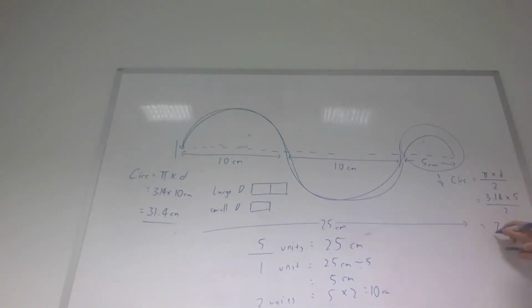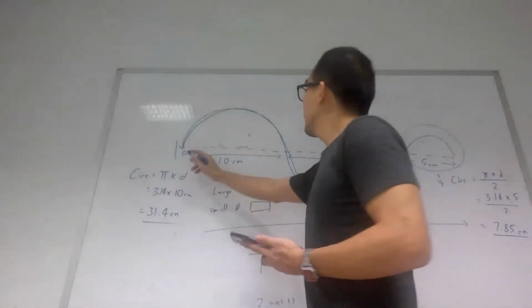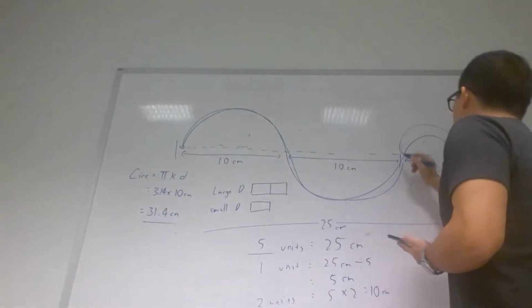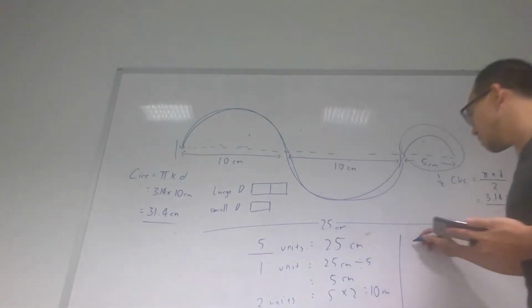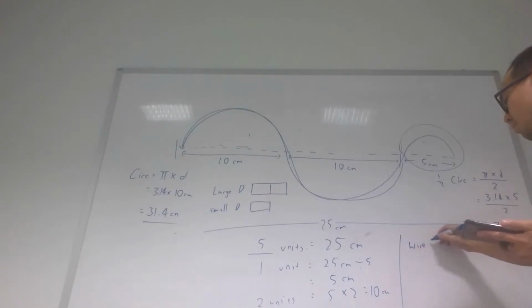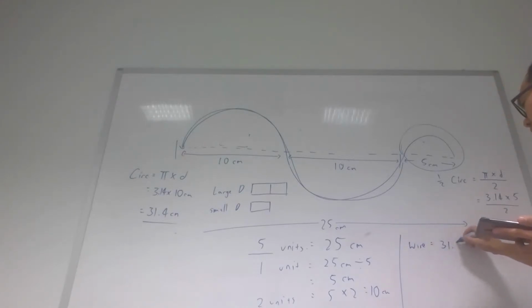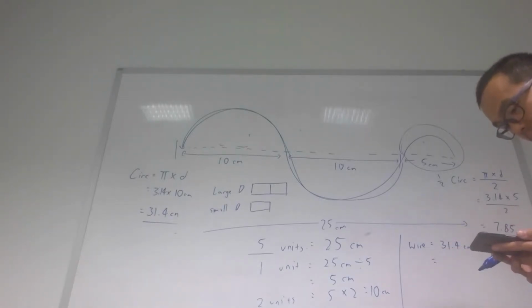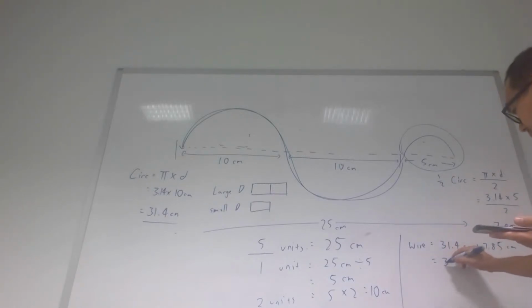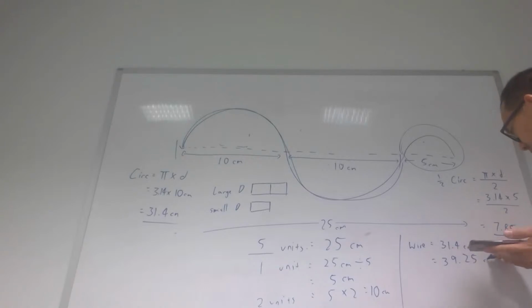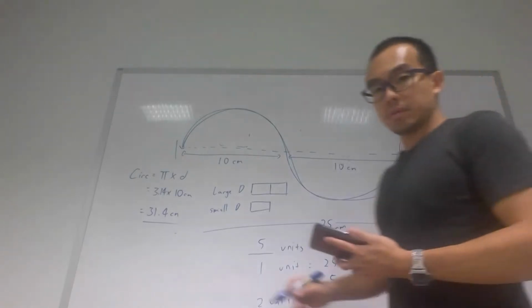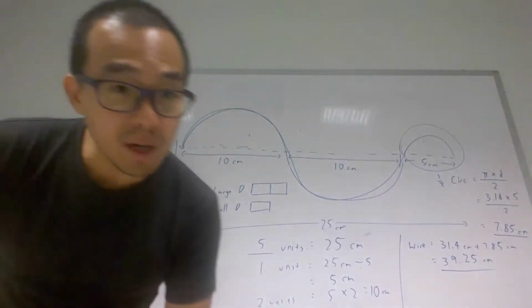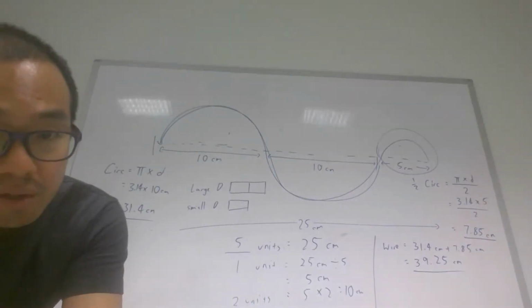Okay, so this is 7.85 cm. This is 31.4. This is 7.85. So all I need to do is the wire length equals to 31.4 plus 7.85 cm, is 39.25 cm. Okay. Just give you 1 minute to complete. Okay, let's see. I'm going to shift it a bit.